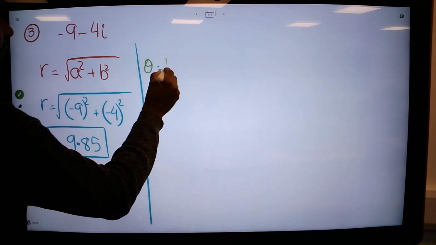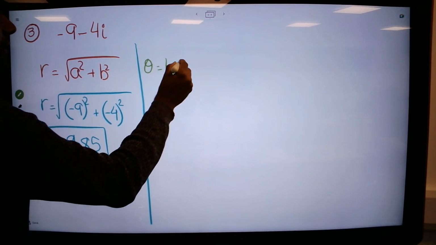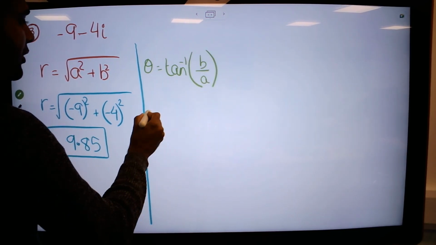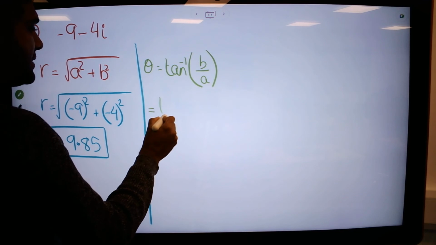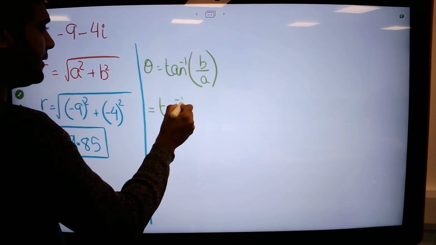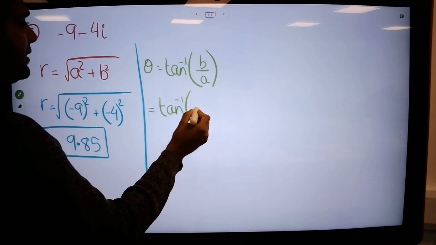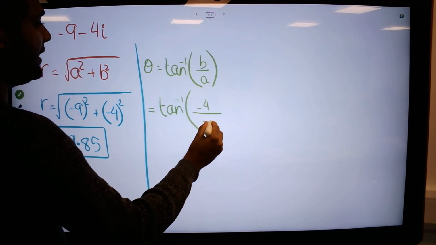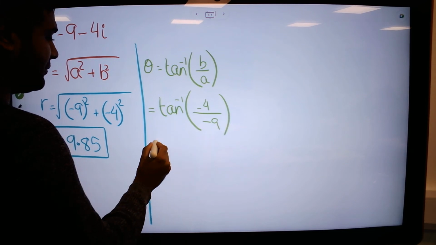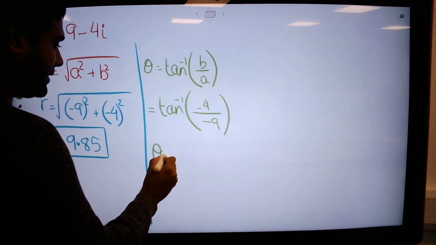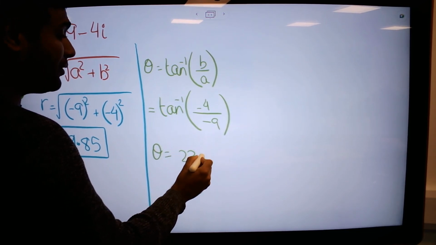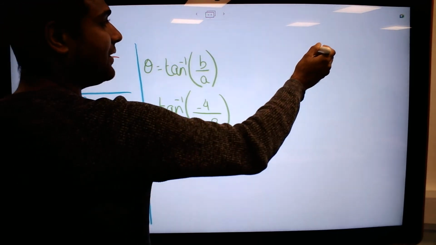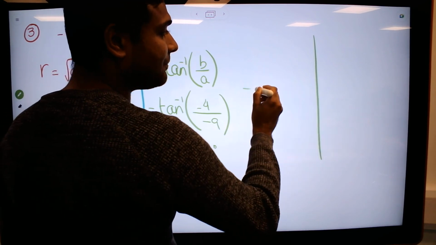So theta equals tan inverse of b over a. Now put the values. What's the value for b? Minus 4. And what's the value for a? Minus 9. Can someone give me the answer please? 23.96. 23.96, yeah? Okay. Now, let's find out where it is and what's the real angle.